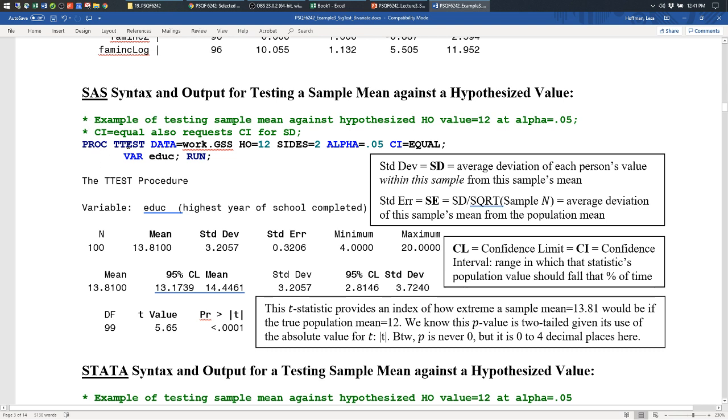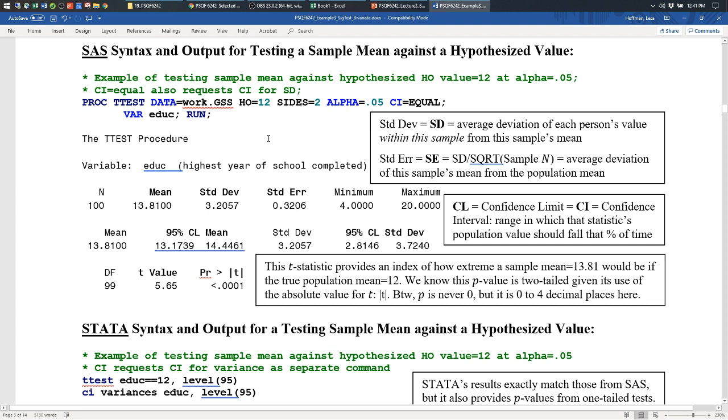Proc T-Test. This is an example of how you would test a sample mean against a population mean. You're going to have to do that. So H0 in this case, that's your hypothesized population mean, is the null hypothesis. That's your reference point you're testing against.